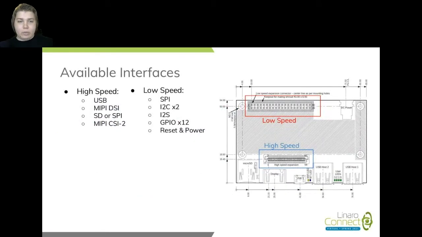We have multiple available interfaces. We have a low-speed connector, which you can use for SPI. It has 2 I2C buses, Intersound, 12 GPIOs, as well as reset and power. This means you can power your board from a mezzanine, or you can power your mezzanine from a board. If you have a very high power mezzanine, it's preferred to power your board from the mezzanine.